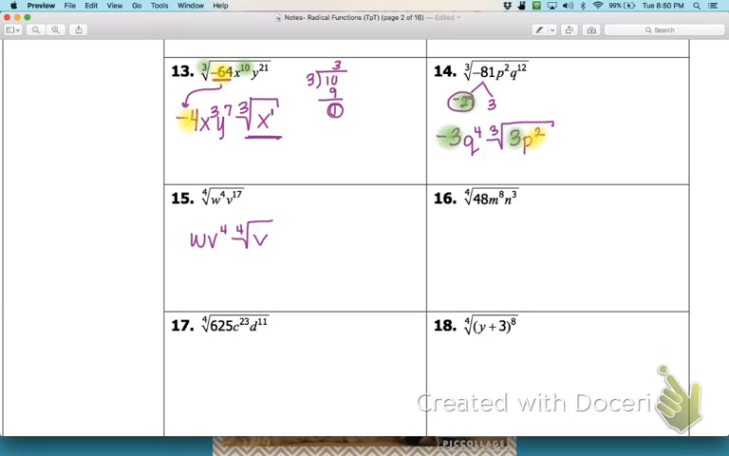Here's the answer for number 15. And here is the answer for number 16. And so that's where we're going to go ahead and stop for today.